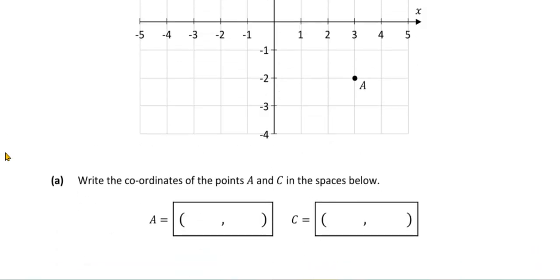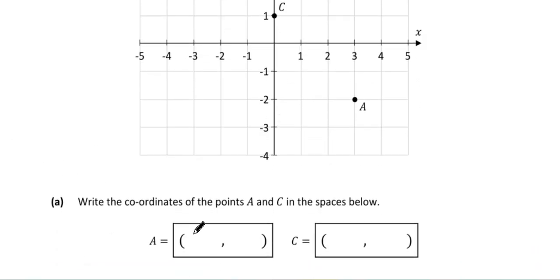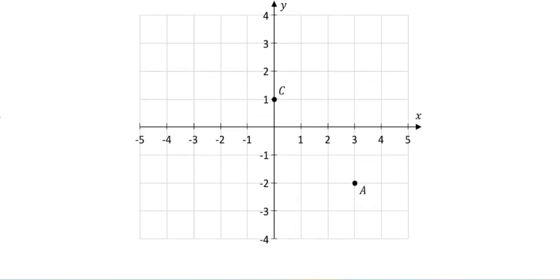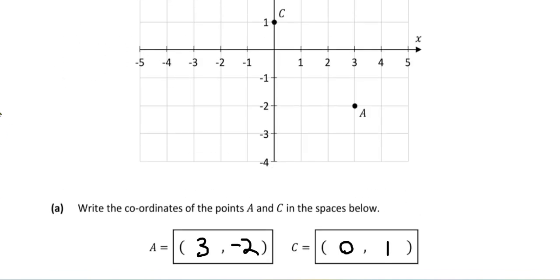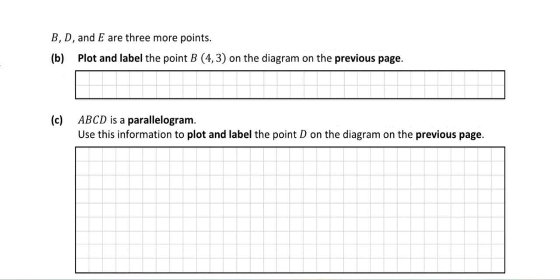Question 1, write down what A and C are. A is (3, -2). And C is (0, 1). Everybody on board so far? Okay. Let's move on to the next page.